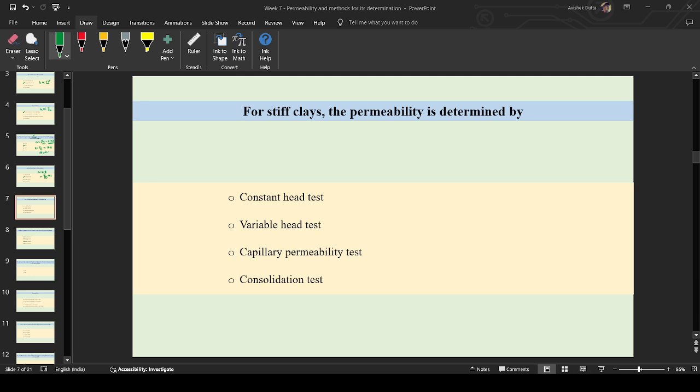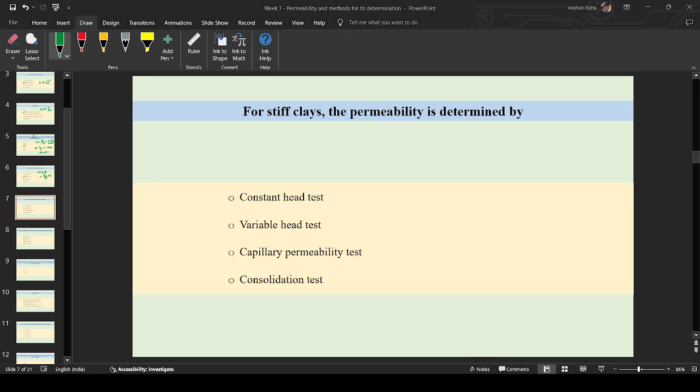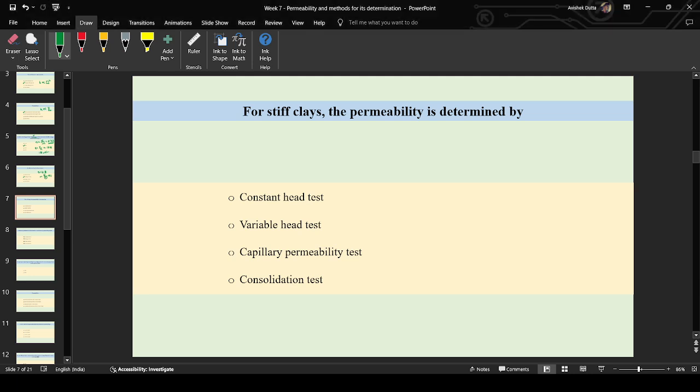For stiff clays, the permeability is determined by... what is the answer? The permeability is consolidation test. Option 4. Fourth option, you are saying? Yes, sir. Also fourth option, sir. But the falling head may also be used, but I don't know if variable head is similar to falling head or not. No, variable head is similar to falling head, but it cannot be used.